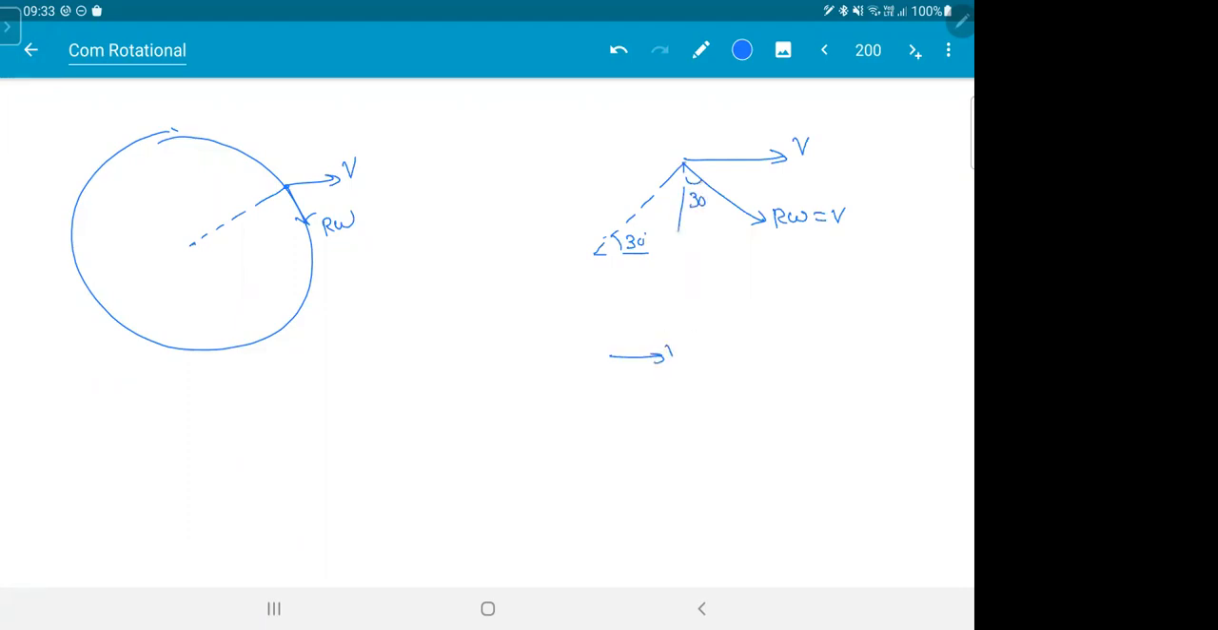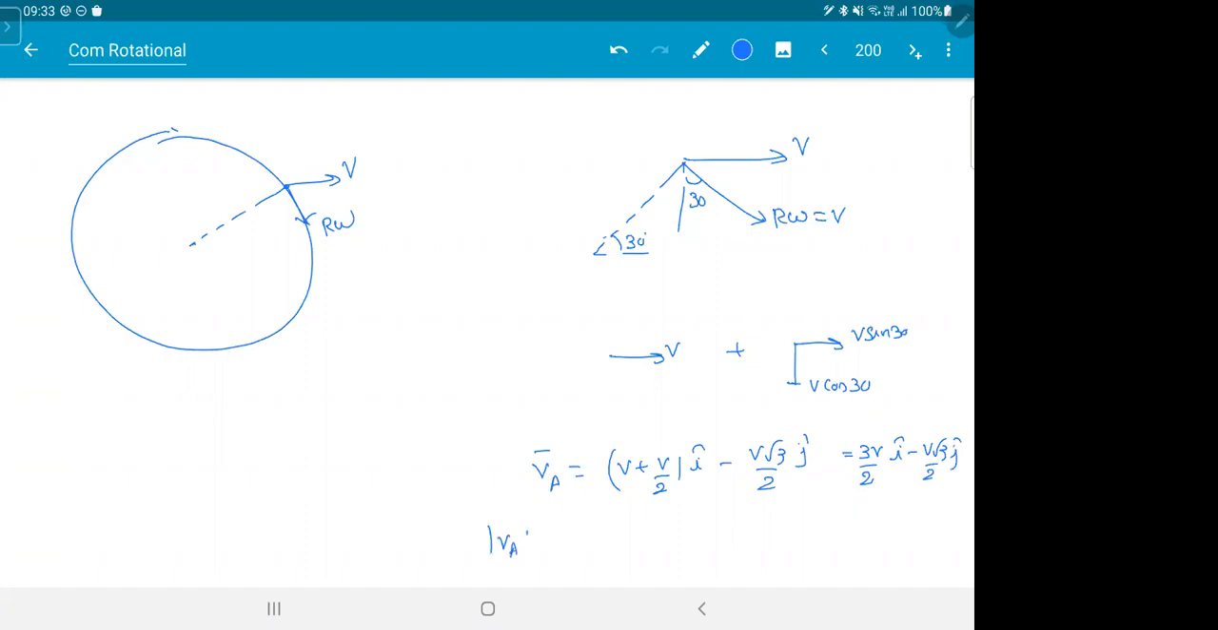So what are the components? V sin 30, V cos 30. Got that? The velocity at A would be V plus V by 2 I cap minus V root 3 by 2 J cap. So 3V by 2 I cap minus V root 3 by 2 J cap.